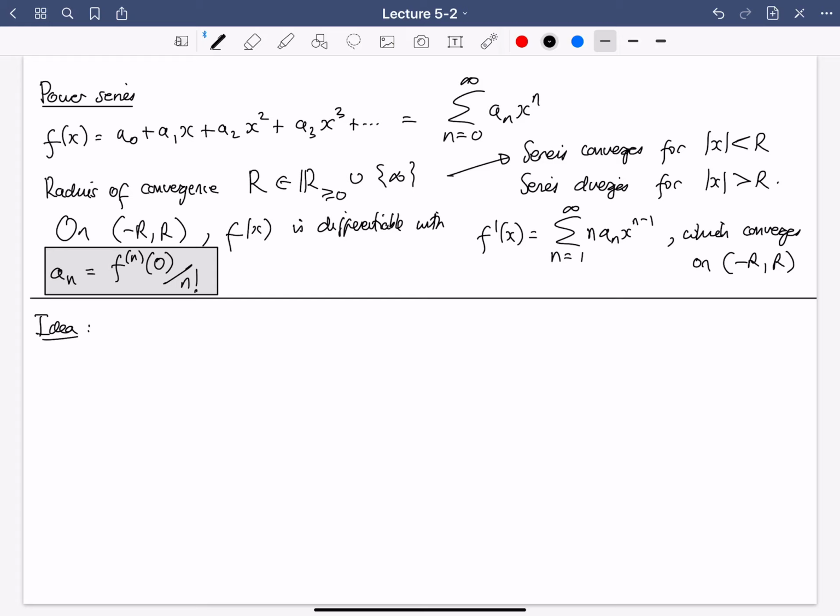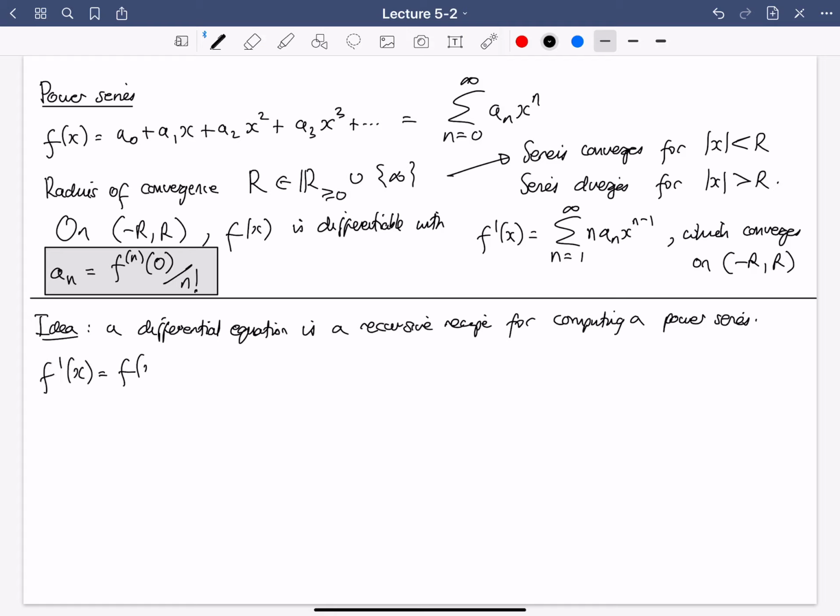So the idea, which I started to kind of convince you of last time, is that if you have a differential equation, it should be thought of as a sort of recursive recipe for computing a power series. And I tried to explain what I meant already with the nicest possible differential equation, namely that f prime equals f, with the initial condition that f of 0 equals 0.